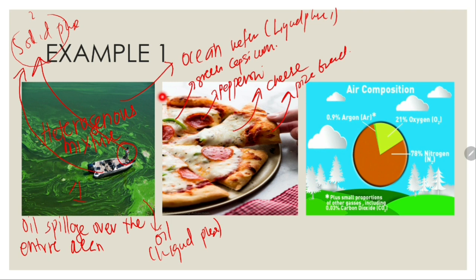Okay, your pizza is made up of green capsicum, pepperoni, cheese and pizza bread, which are all considered solid phases. Solid, solid and solid. But you can still see clearly where the pepperoni is on the pizza, where the green capsicum is. Unless it's been covered by cheese, but when you remove the cheese, you can still discover where the pepperoni and the green capsicum are, and you can definitely see the pizza bread clearly.